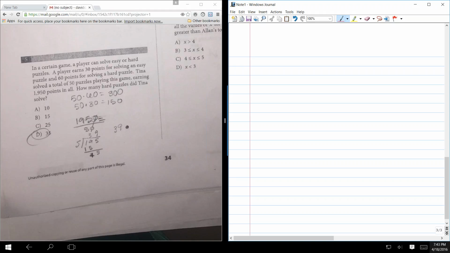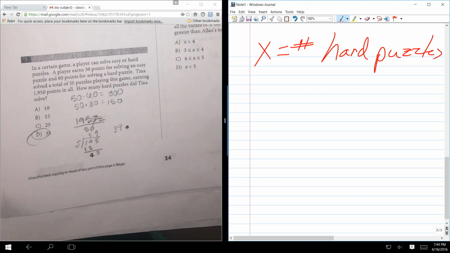Any word problem should be started the same. How should we start all word problems? And I mean all. Find the variable. Define the variables. You always do that by looking at the last sentence. What's our variable? How many puzzles did Tina solve? The hard puzzles. The number of hard puzzles. You have to be very specific.